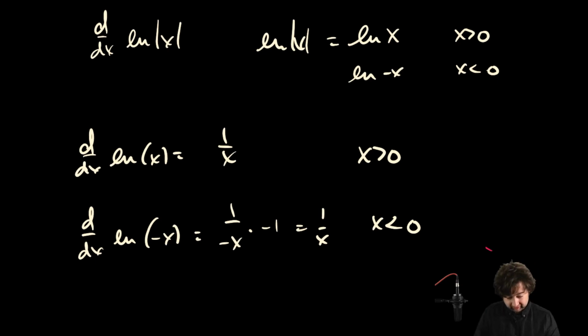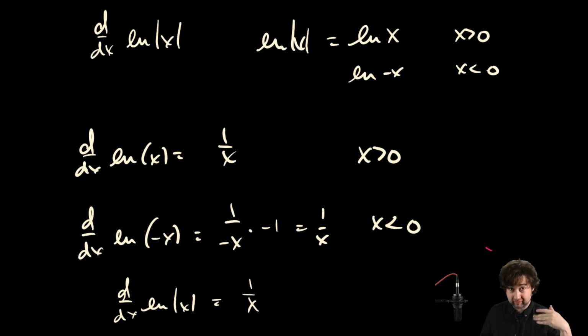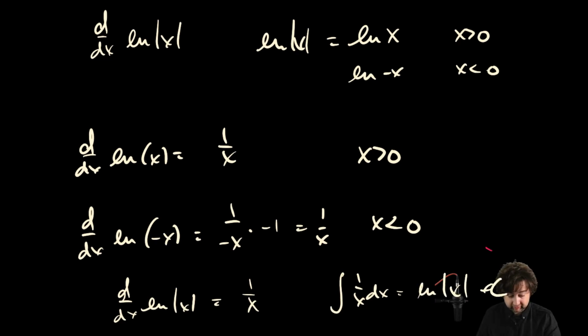Well, what that means is, if the derivative of the natural log of the absolute value of x is equal to 1 over x, because on both branches it's the same thing, then the integral of 1 over x dx is equal to the natural log of the absolute value of x plus c. So if you've in the past wondered why the absolute values are in the definition of the integral of 1 over x, if you've seen that before, this is why.